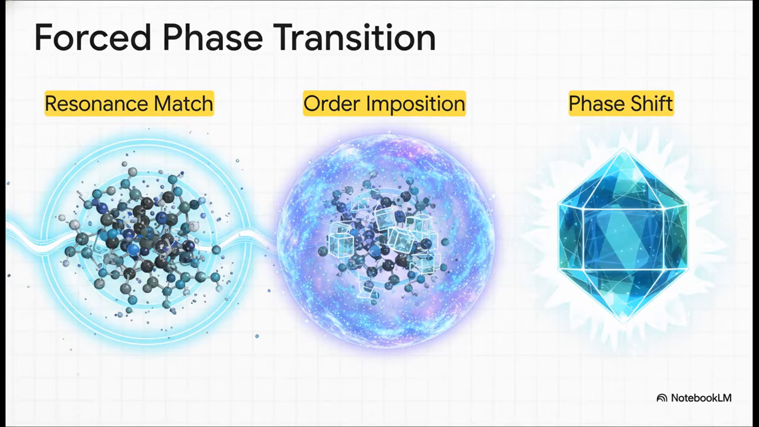So you've got this perfectly engineered wave. What does it actually do to a target? Well, it's a three-step process. First, you get a resonance match. The wave is tuned to the exact frequency of the carbon and water bonds in organic tissue. This allows for order imposition, where all those chaotic molecules are forced into a perfect, stable, crystalline state. And the result? The phase shift, an instantaneous transition from living tissue to solid stone.